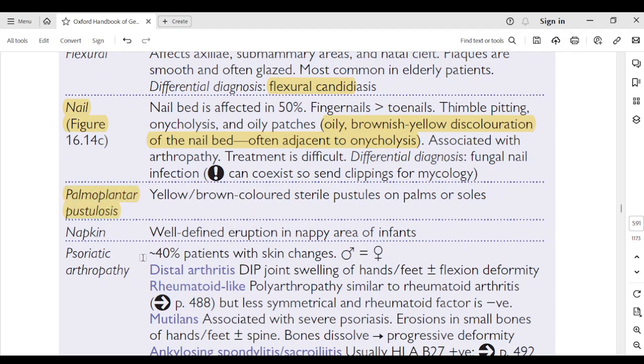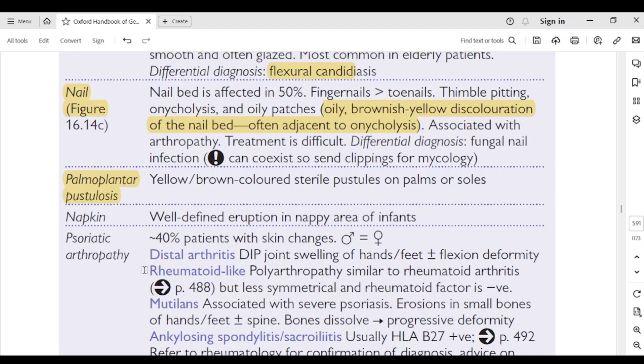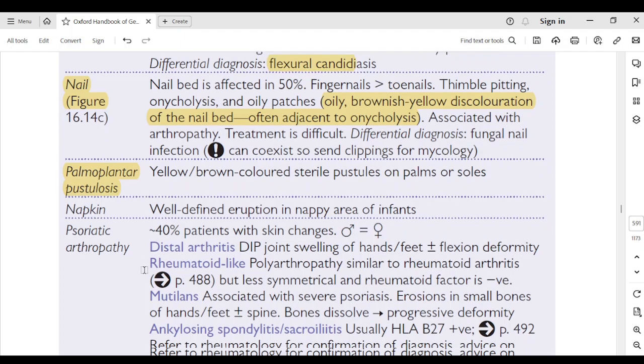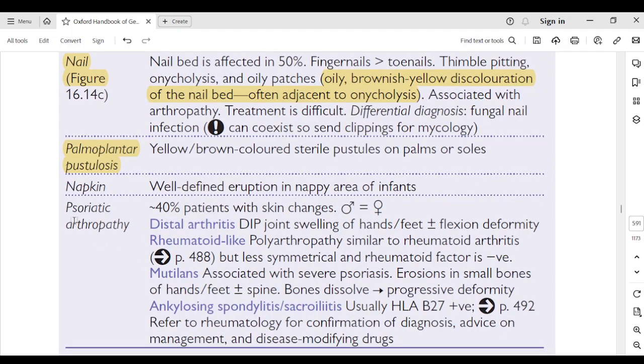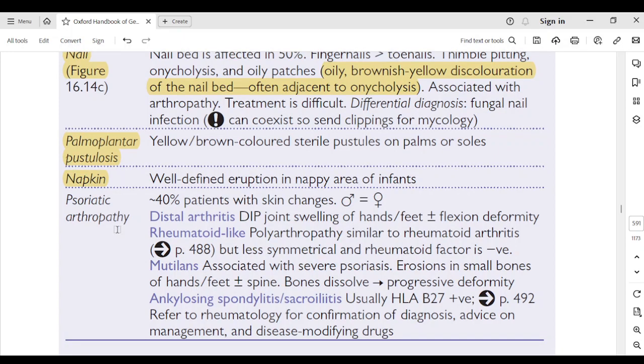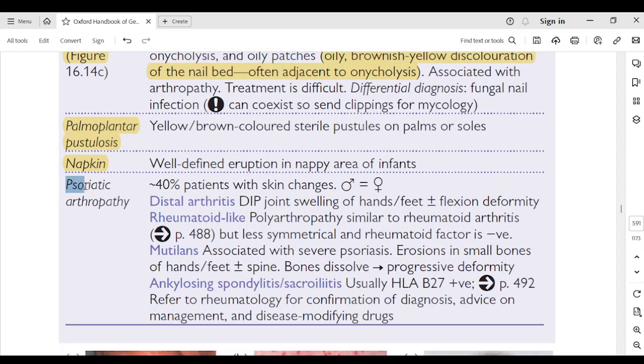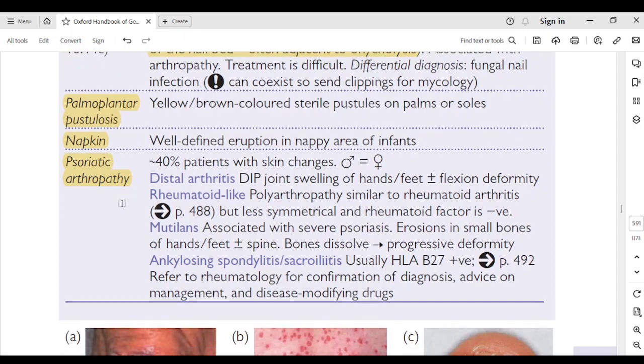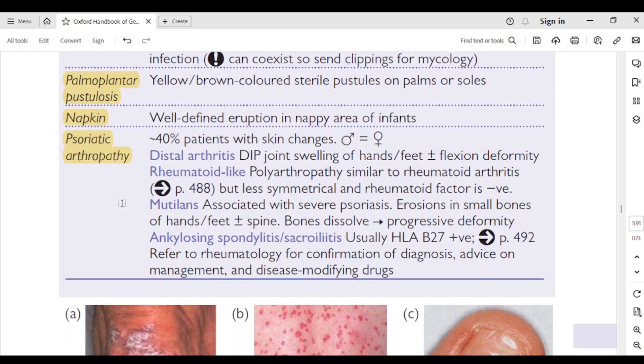Palmoplantar psoriasis, plantar pustulosis: yellow-brown colored sterile pustules on the palms or soles. Yellowish or brown colored sterile pustules. Napkin psoriasis is a well-defined eruption in the nappy area of infants. Psoriatic arthropathy occurs in 40% of patients with skin changes.